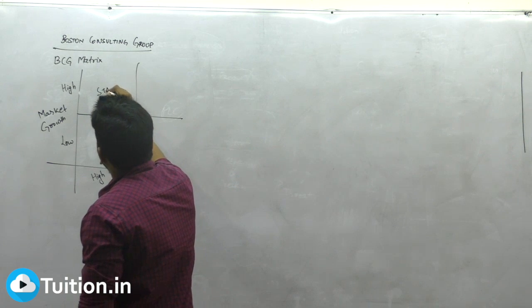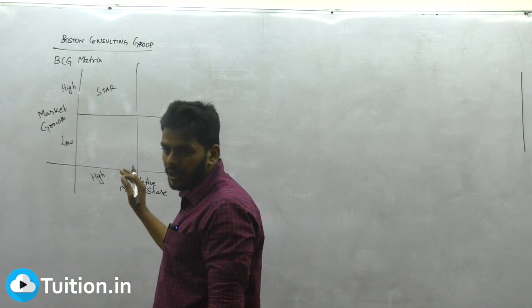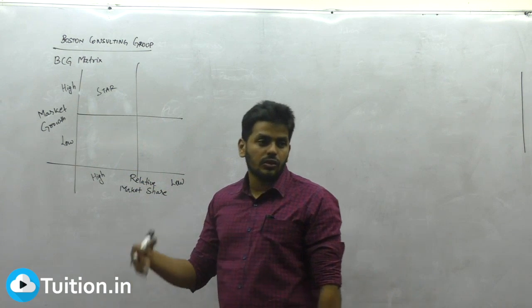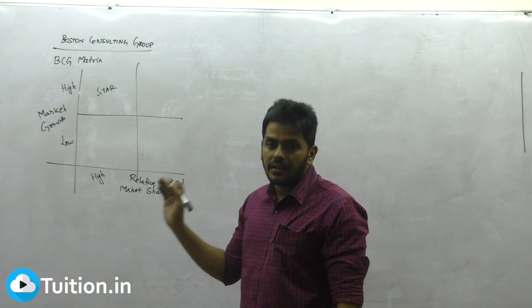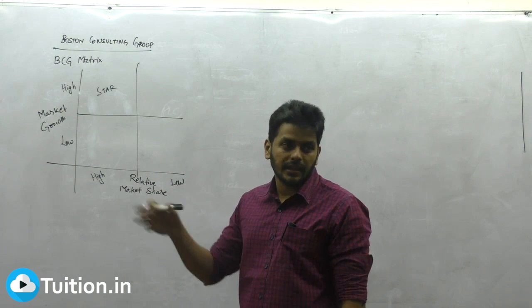What is it classified as? Star. Why is it classified as a star? Because it's an outperforming product. Market growth rate is fantastic. Your product market share is also amazing. It's doing so fine and great that it's called a star. No product is successful eternally.